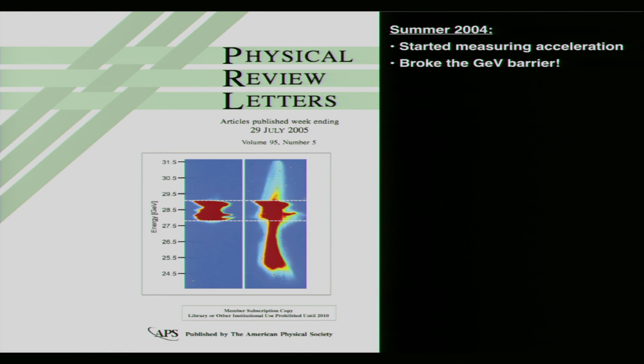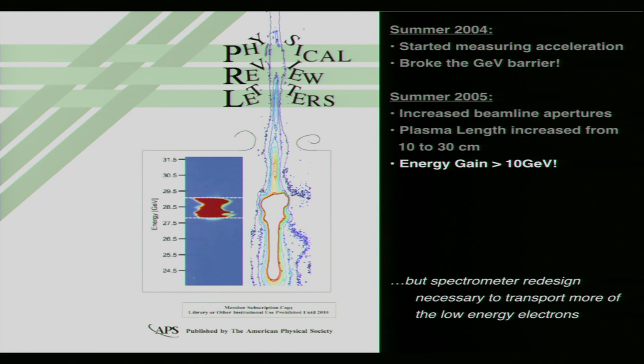And in fact, we broke the GeV barrier for these experiments for the first time, where we now gained more than a GeV in a little tiny accelerator that could fit on this podium. And we were quite proud of that. And in fact, not very long afterwards, we started making the plasma longer, and very quickly the energy started going up and up and up. We were very happy about this.